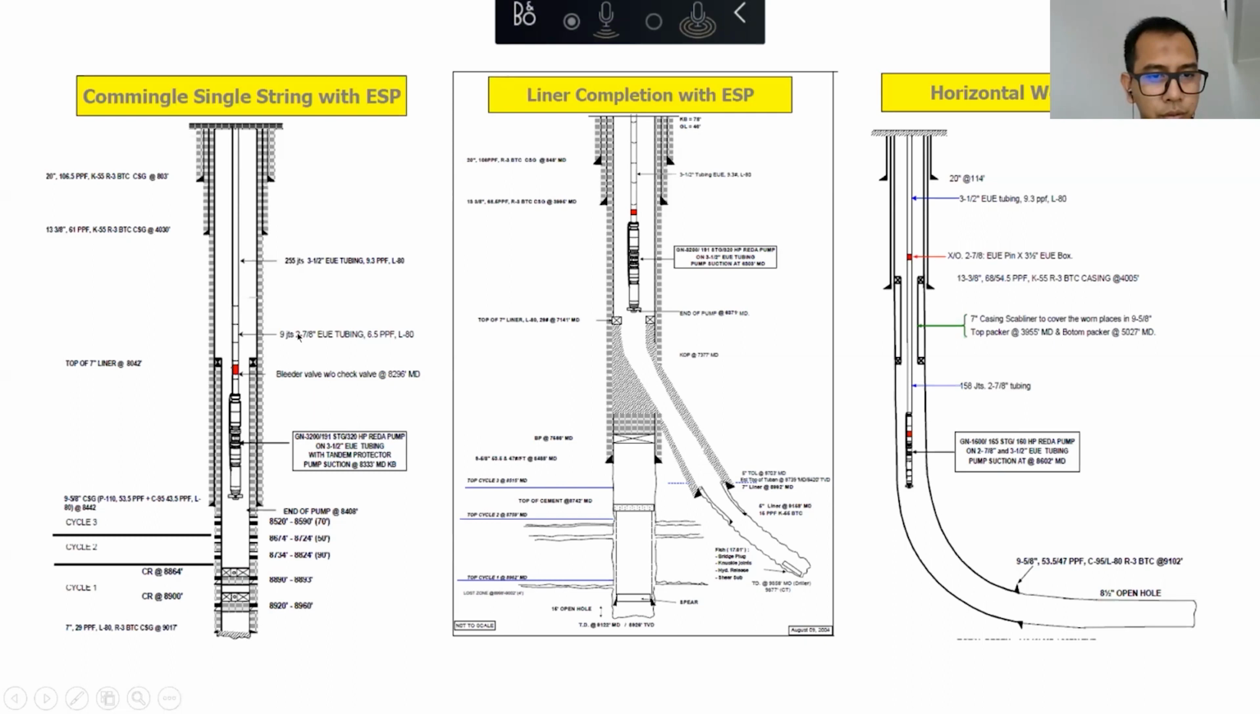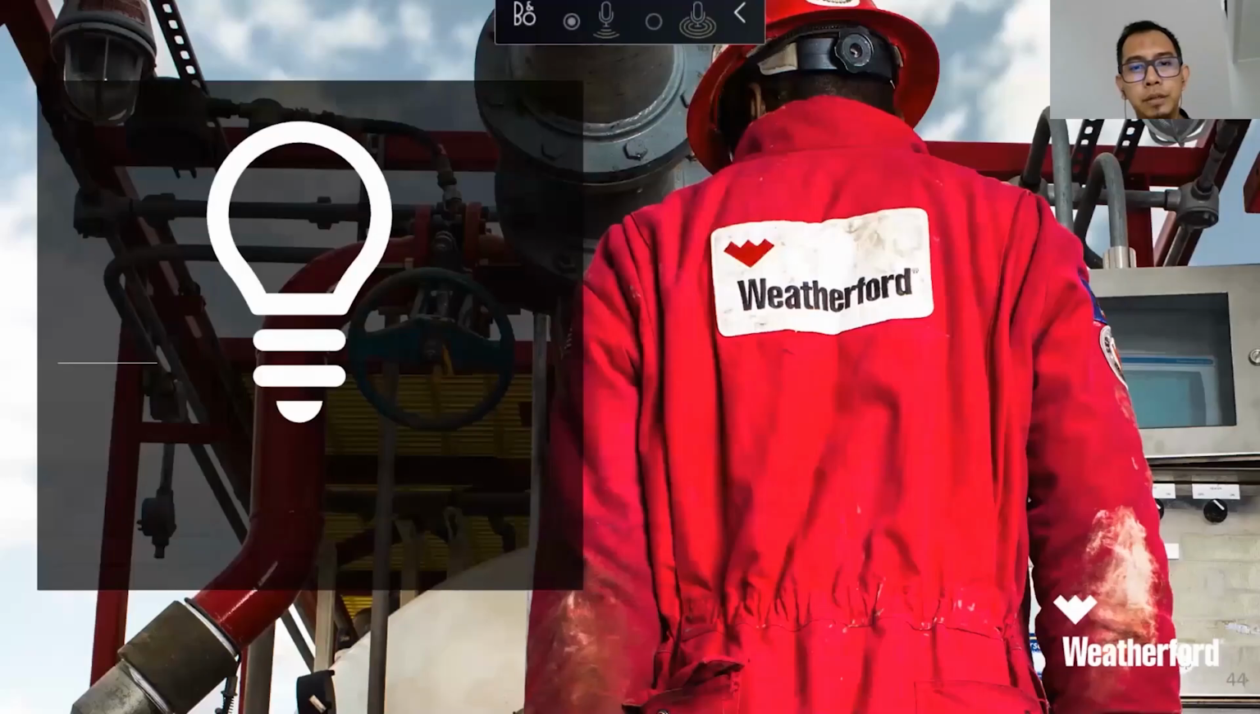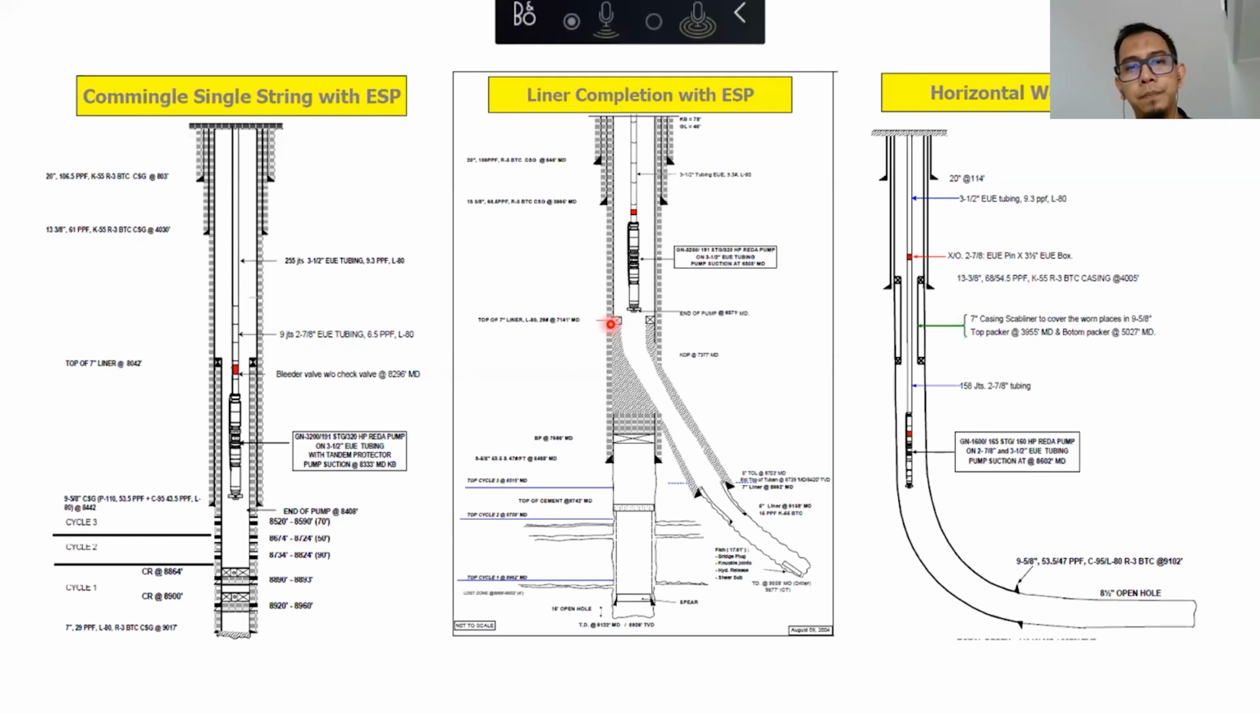9 joints of 2 7/8. So at this one, they're using the 2 7/8 tubing with the ESP, and the well is a single string. This is the liner completion within a sidetrack well. They're trying to use the same configuration, but the other one is in a horizontal well. So that's the end of the completion section or chapter.